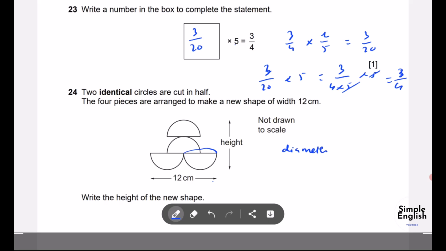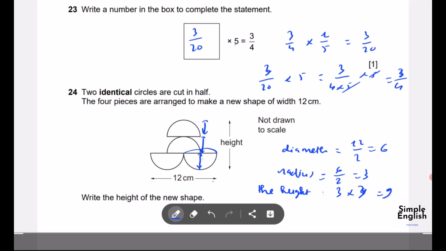So the diameter of a circle is 12 divided by 2, which means 6, right? And this one is the radius. The radius of a circle is 6 divided by 2, which is 3. So we have a 3, right? So the height equals 3 times 3, right? So it's 9 centimeters. This one is the answer.